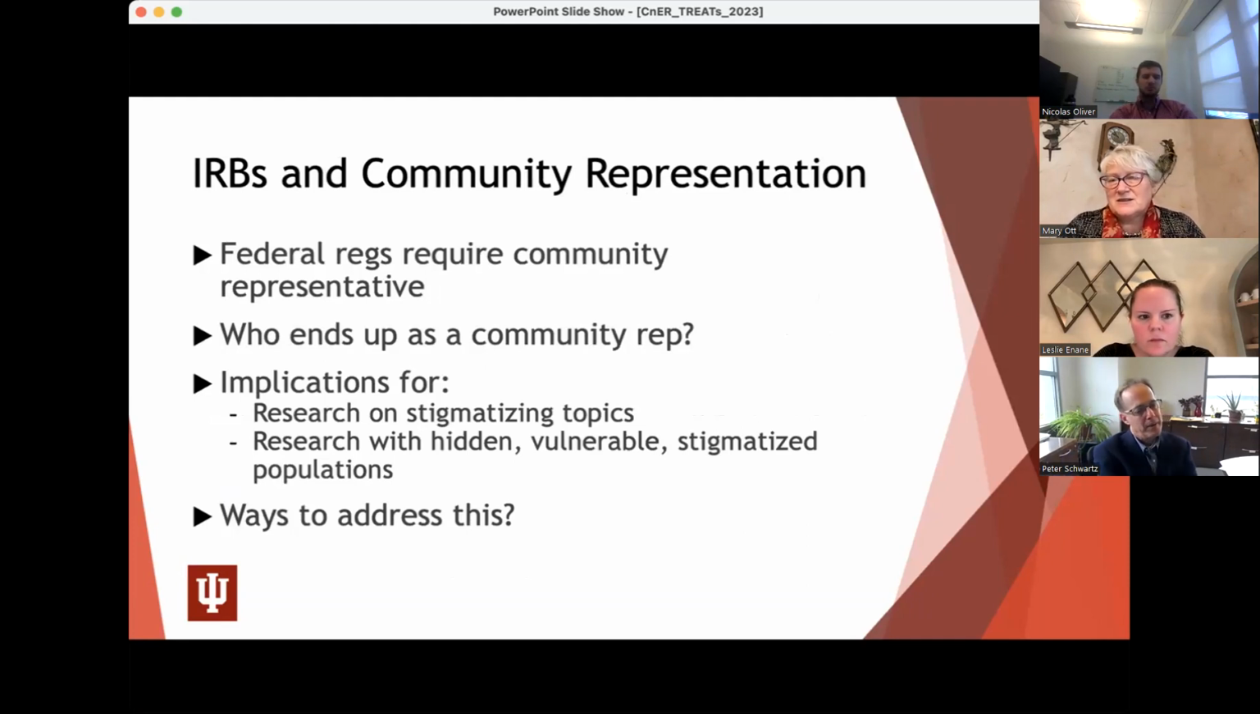There are different ways to address this. One is having community members that work with vulnerable or hidden populations join an IRB and be the community representative. Another way would be to get community input and bring the results of your community consultation to the IRB, to provide them with this information: here's the community, here is where they come down on the topic, and here are the protections that they would want to see in place.